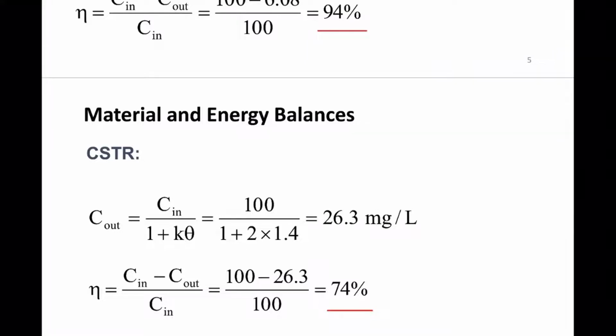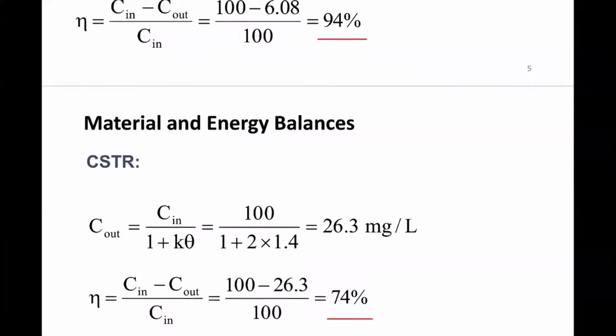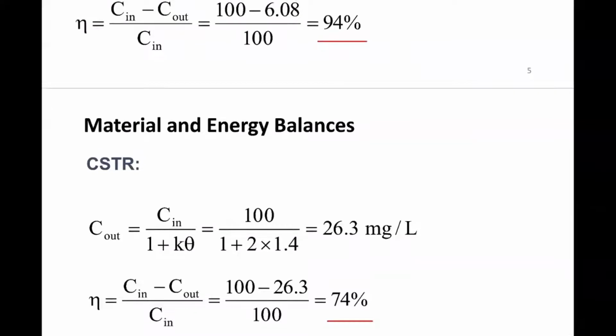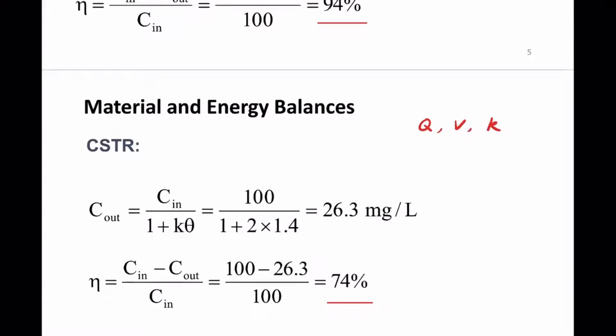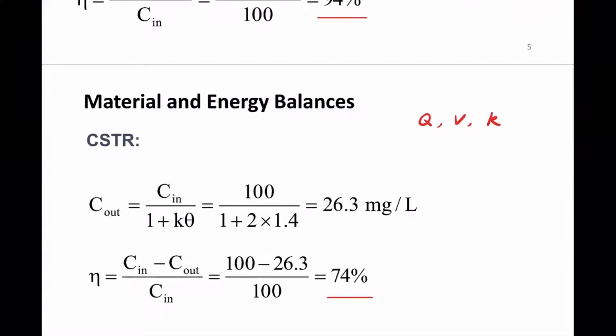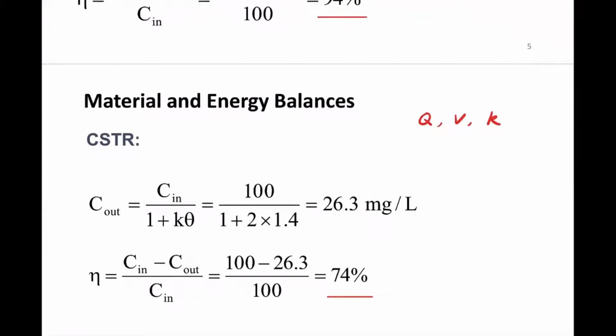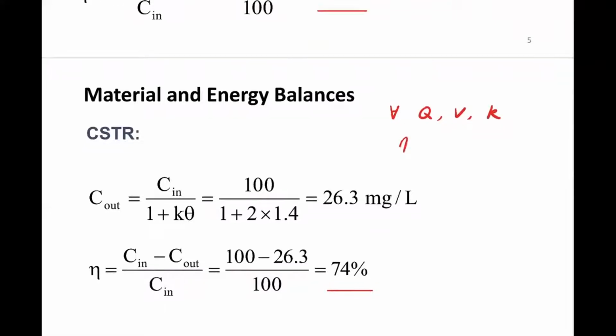So actually you can later find out that it doesn't depend on the reactor geometry, right? For this problem, we're using a specific value for the Q, for the V, for the rate constant, and these are the factors that can determine the efficiency. It turns out that no matter what values we use, we're going to have an efficiency for the PFR larger than the efficiency for the CSTR.